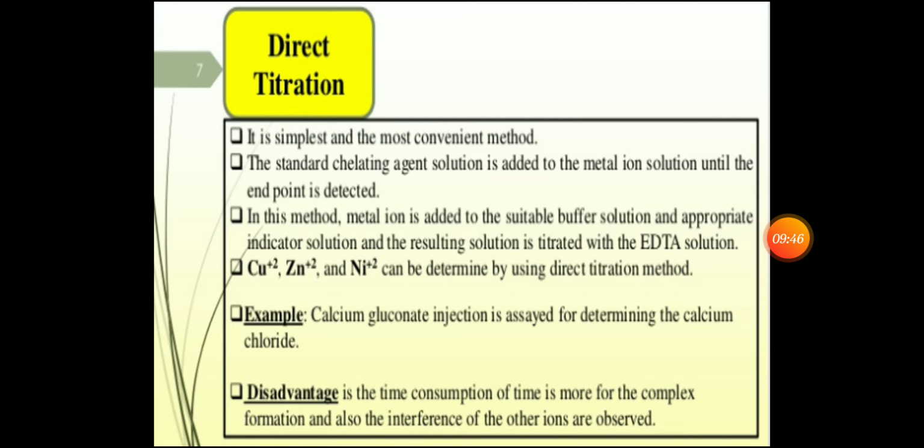You have to remember it is a simple and convenient method. The chelating agents we add to the metal ions to form the complex and detect the endpoint. Metals we can identify by this method include zinc, nickel and others. The example is calcium gluconate injection assayed for determining calcium chloride. The disadvantages are that it is a time consuming method, and it can also react with other metal ions. This is the simple way to understand the direct titration.